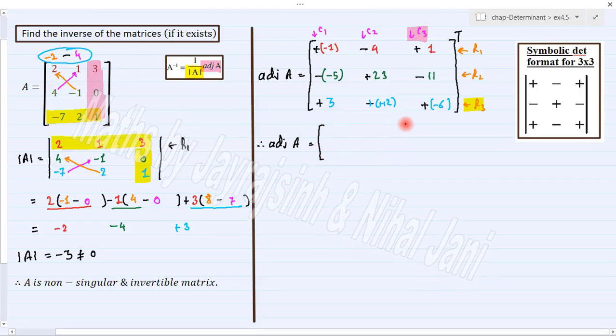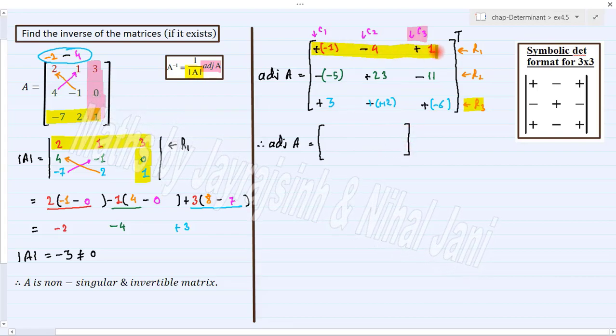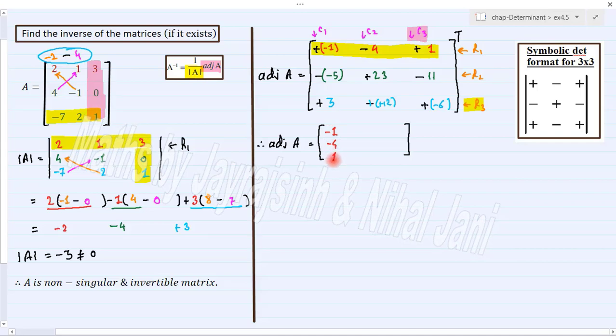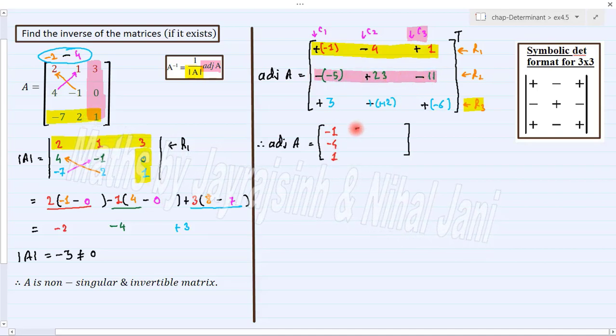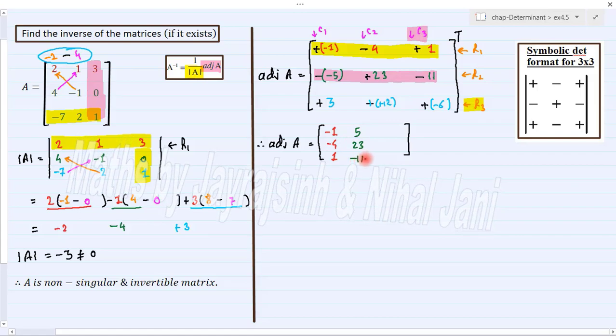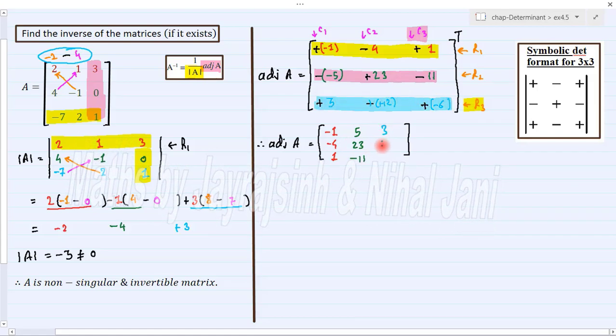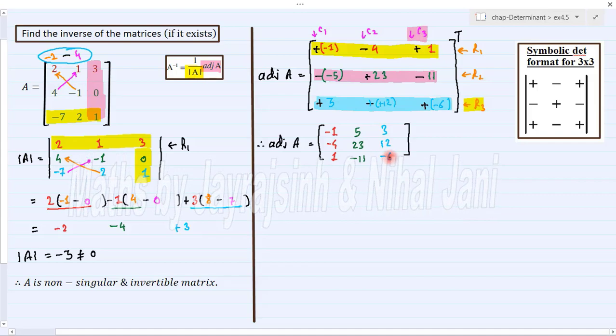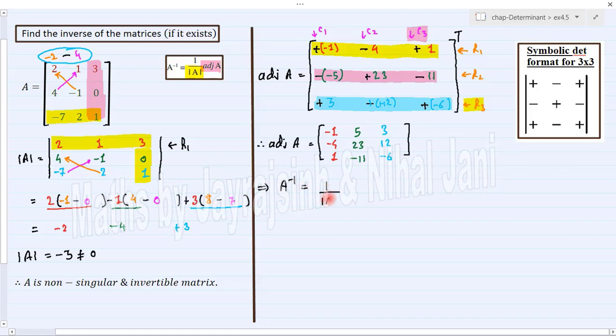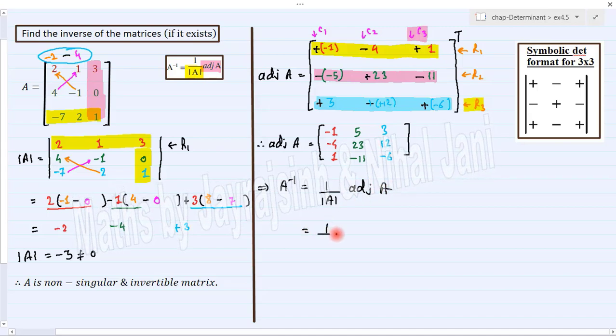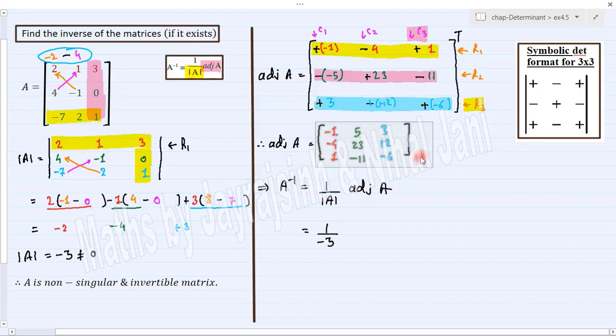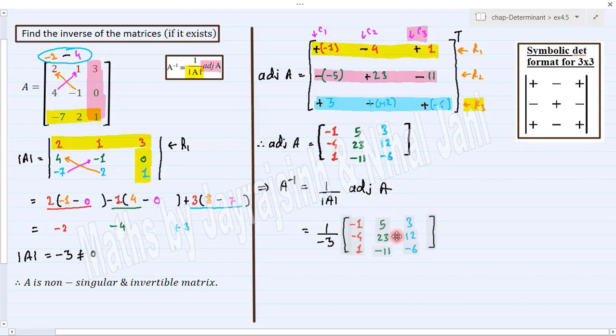be converted into columns. So your first row will become your first column, then second row will become your second column, and the last row will become your last column. So we get adjoint of A and we are ready to find out A inverse, which is nothing but 1 upon determinant of A into adjoint of A. So let's get 1 upon your determinant of A and your adjoint of A. So we get our inverse of matrix.